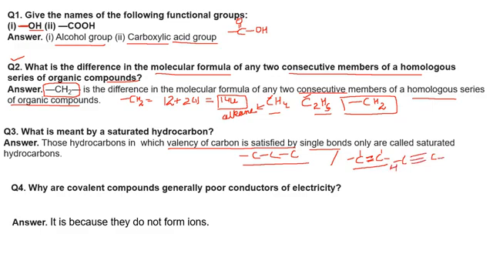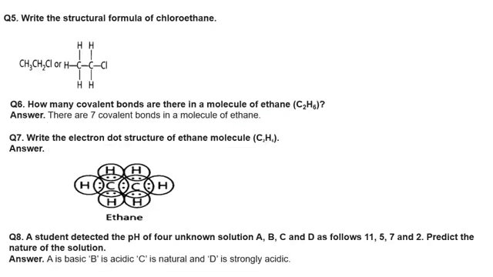Here I can write like this, right? Why are covalent compounds generally poor conductors of electricity? Covalent compounds are generally poor conductors of electricity because they do not form ions. Let's take the next question. Write the structural formula of chloroethane.